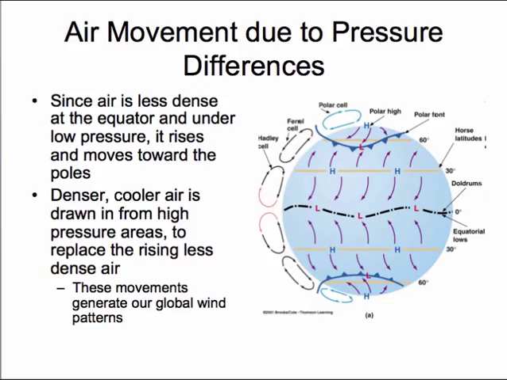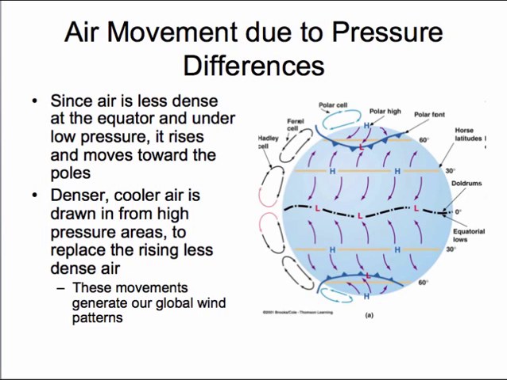So our global air movement is due to pressure differences on the planet. Since the air is less dense at the equator, it's under less pressure. It rises and moves towards the poles. The denser, colder air is then drawn in from higher air pressure areas to replace the rising air. These movements generate our global wind patterns.